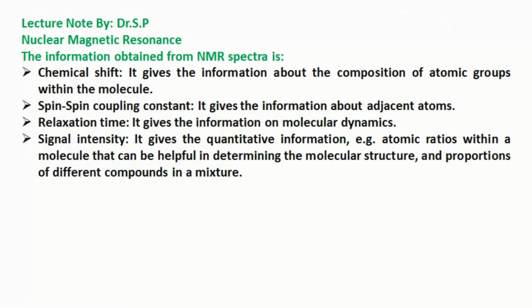The information obtained from NMR spectra is chemical shift. It gives information about the composition of atomic groups within the molecule. Spin-spin coupling constant. It gives information about adjacent atoms. Relaxation time. It gives information on molecular dynamics. Signal intensity. It gives quantitative information, for example atomic ratios within a molecule, that can be helpful in determining the molecular structure and proportions of different compounds in a mixture.